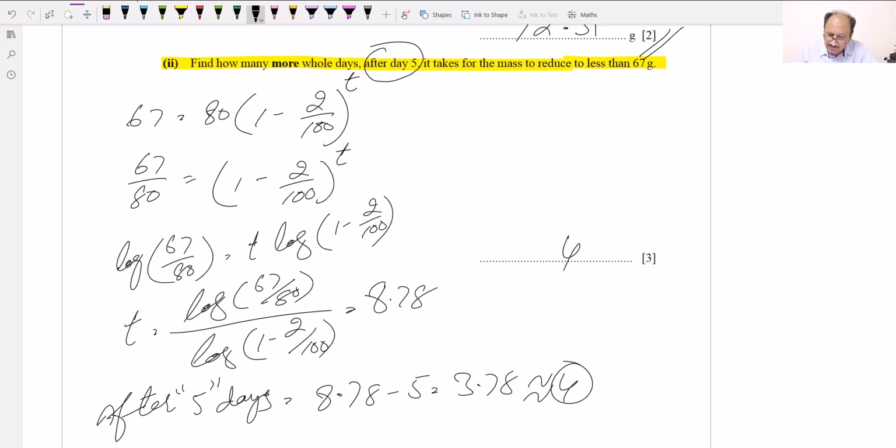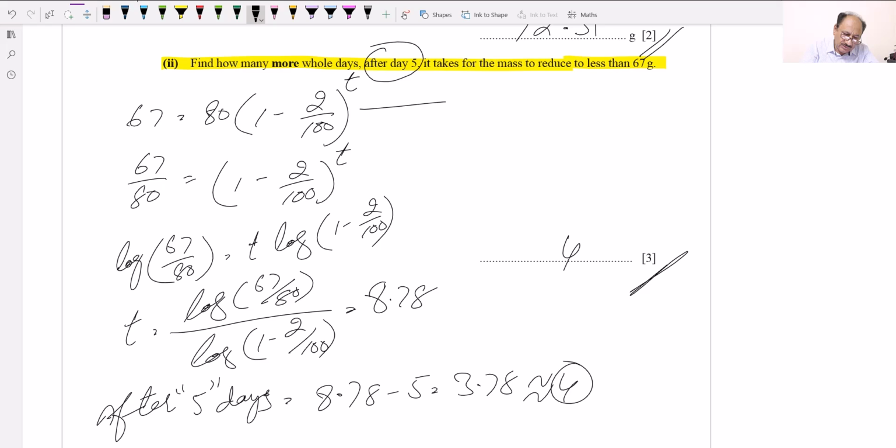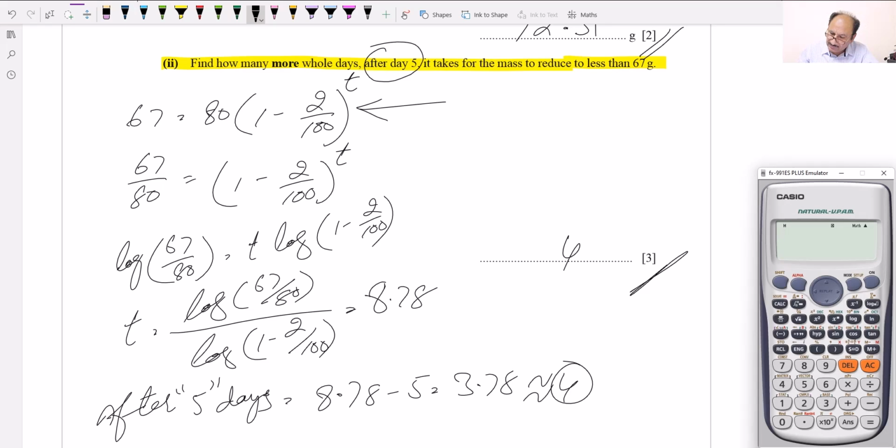Now this is basically a 3 marks question. Another method to calculate the t value, hopefully you understand this method, but another method we can try: I'm just typing this equation, 67 is equal to, we will use this alpha button, and then 80 and bracket 1 minus 2 over 100, bracket close, raised to the power alpha and x value, x we will be typing this x.